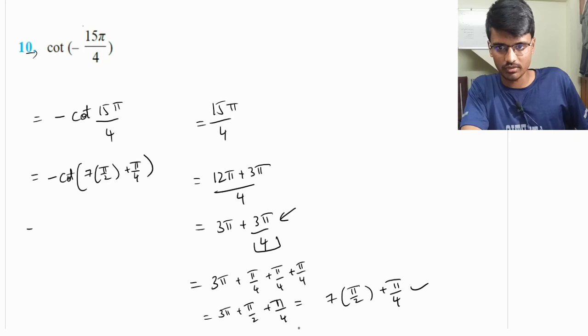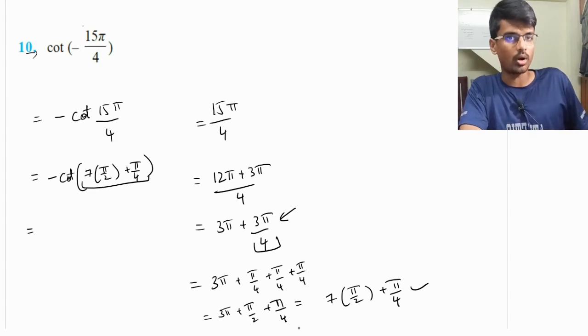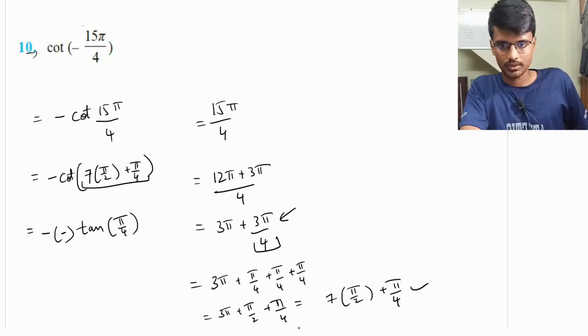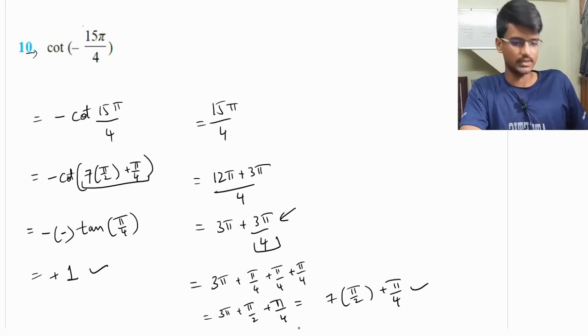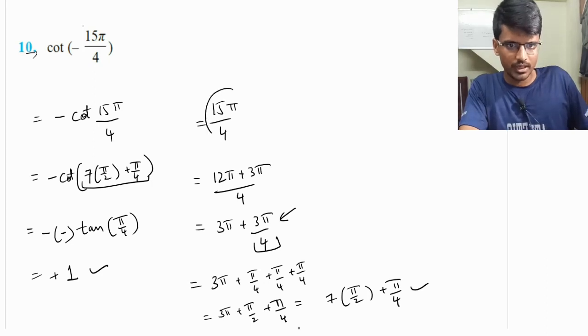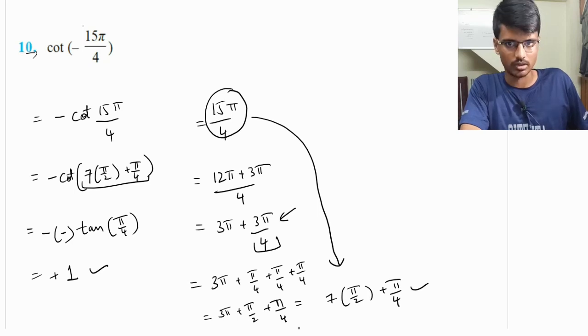So first find out in which quadrant it comes. This comes in fourth quadrant. In fourth quadrant, cot is negative. And 7 is odd, meaning cot we have to change to tan. Tan of pi by 4. So minus minus becomes plus. Tan of pi by 4 is 1. So this is how you solve. Here for 15 pi by 4, somehow I have to write it in terms of pi by 2. So that is how you can solve that.